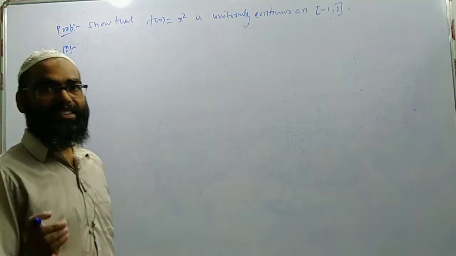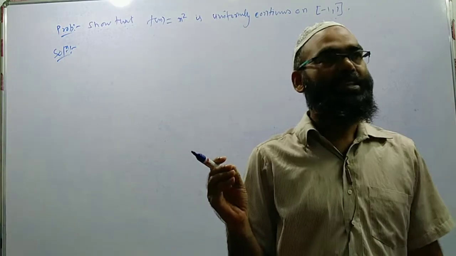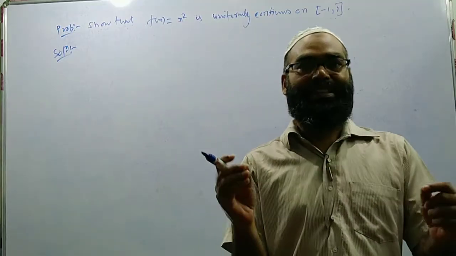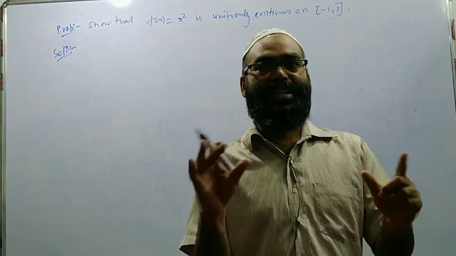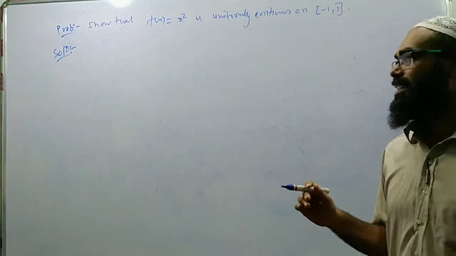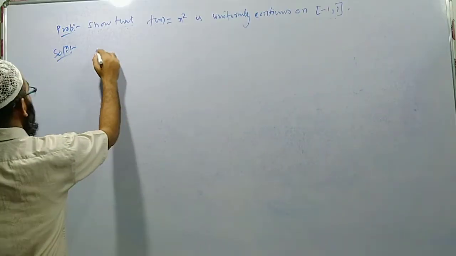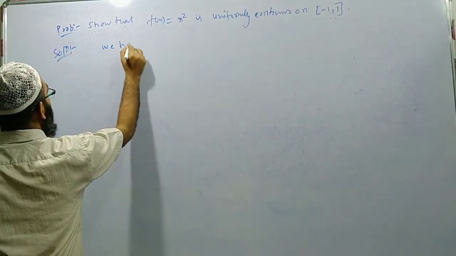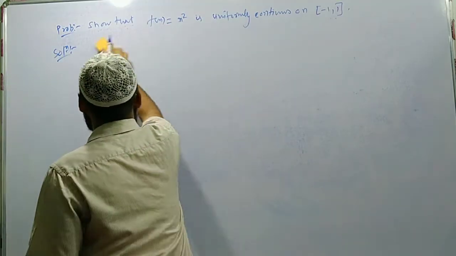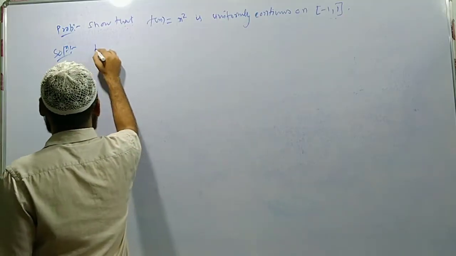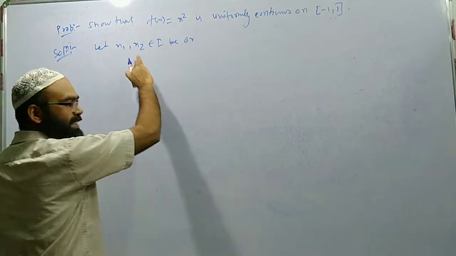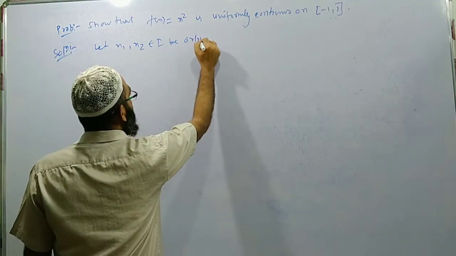The technique is the same as the technique we discussed in continuity. We checked whether a function is continuous or not by the epsilon delta definition. This is also the epsilon delta definition of uniform continuity. So the technique is, we have modulus of f(x1). Let x1, x2 belong to I be arbitrary, any two points.